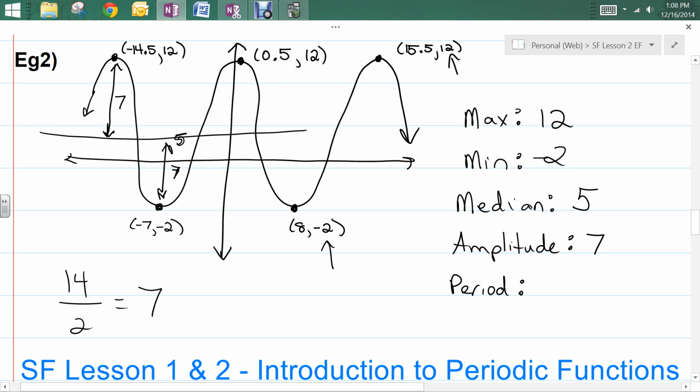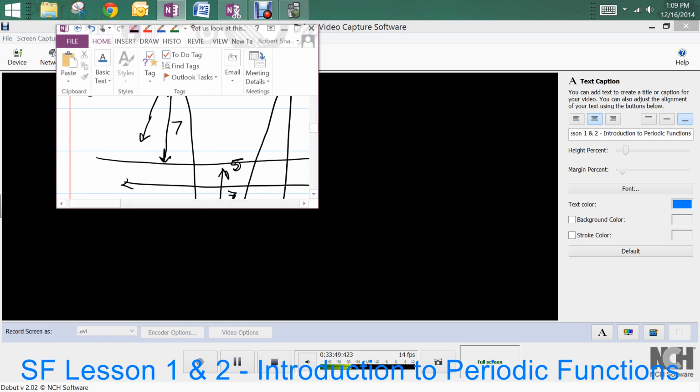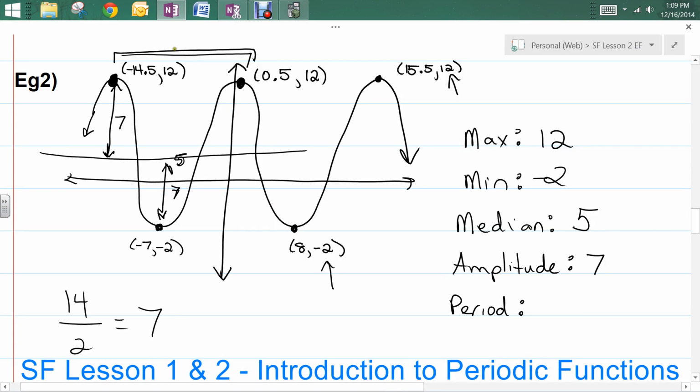Okay? The period for this, you have to pick some point, and you have to find out how far it is across to the next version of the point. I'm going to take that max there at -14.5 and that max there at 0.5. How far apart are they? I figure that out. They are 15 apart. So as such, my period is 15. Make sense?